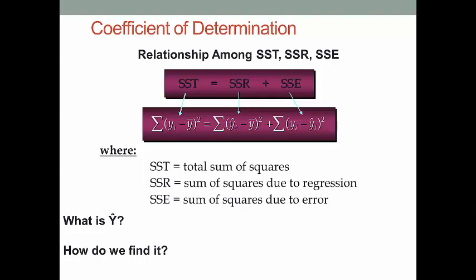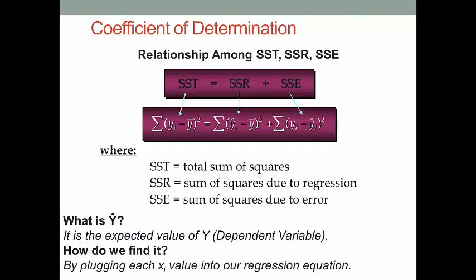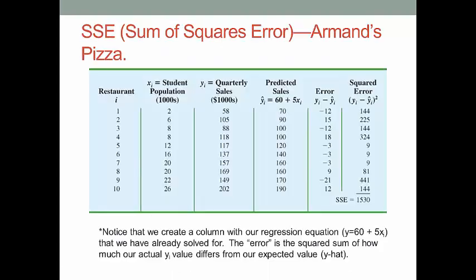Now below here you see, what is y hat? Well, recall that I said y hat is estimated y. And how do we find it? We would just simply take the actual regression equation, plug it in, and then plug in the x values in order to find that y hat. So by plugging in each xi value into our regression equation, we can figure out y hat.